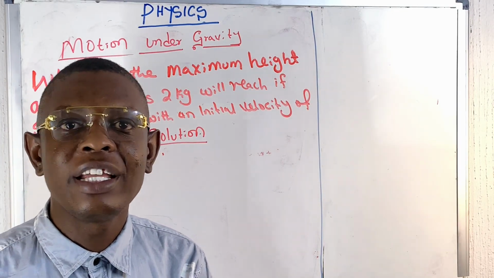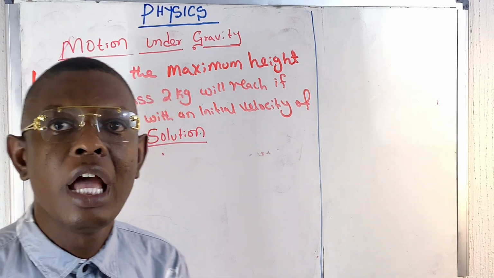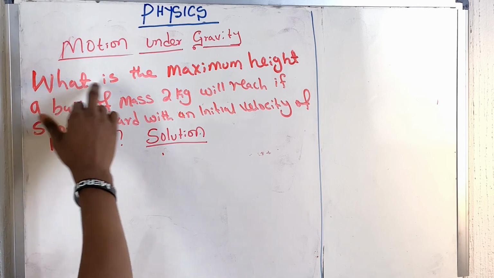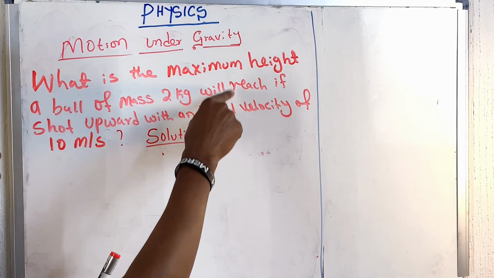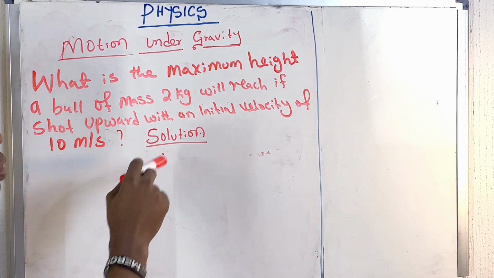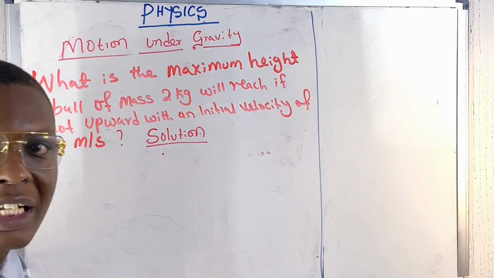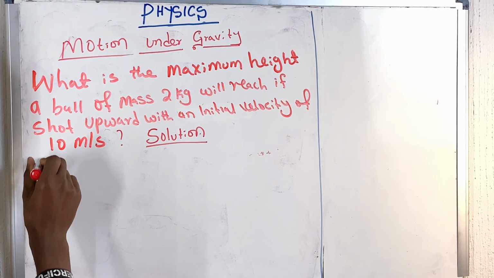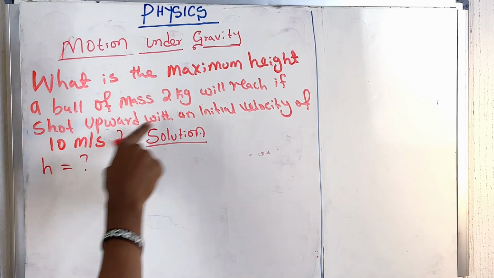And today we are dealing with questions related to motion under gravity. And the question goes this way. What is the maximum height a ball of mass 2 kg will reach if shot upward with an initial velocity of 10 meters per second? So we are looking for the height, h, which is unknown. And what are we given?